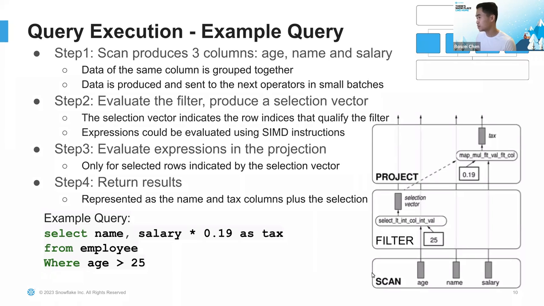So notice that we have a selection vector at this point. We only evaluate for the indexes that are selected. And finally, we produce the final results. The final result is represented as the name and the tax column plus the selection. And then after one iteration of this processing is done, the control flow transfers back to the scan to get the next batch of columns, and so on.